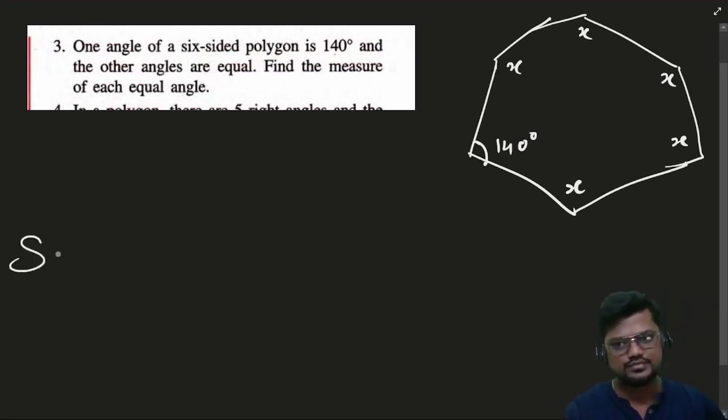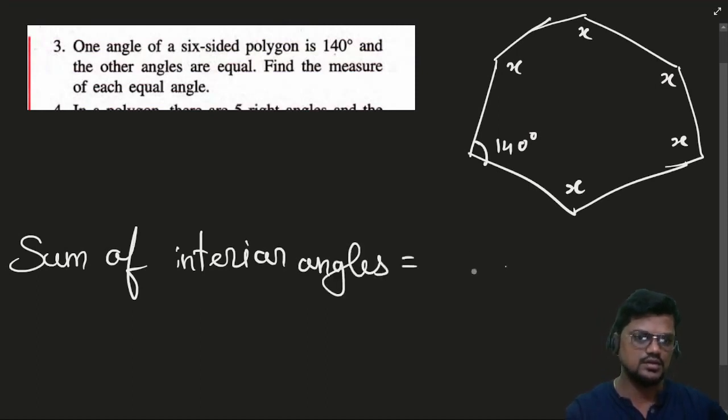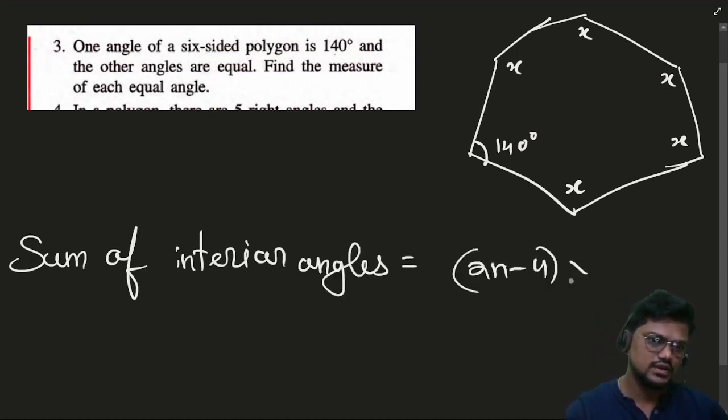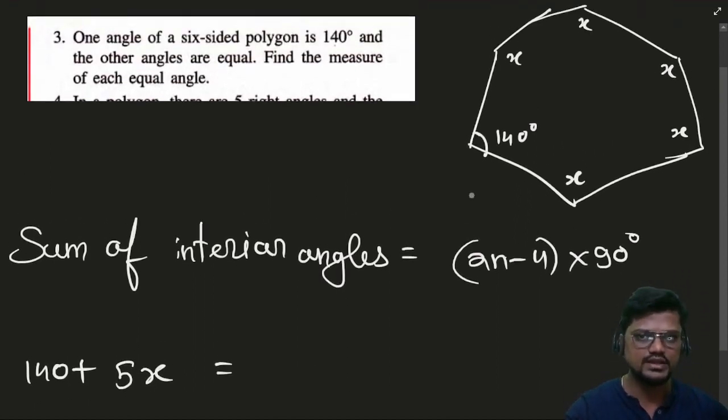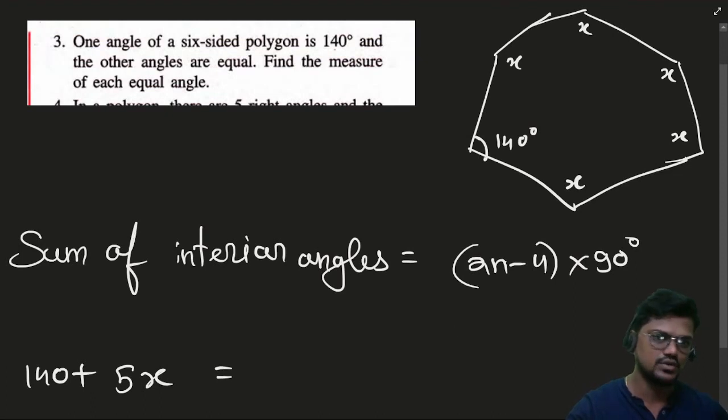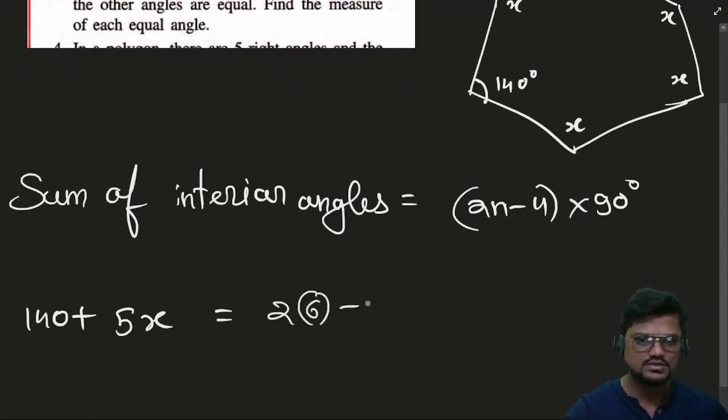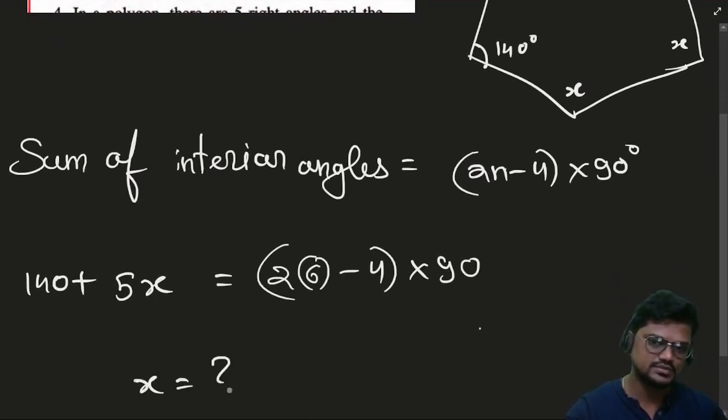What is the sum of interior angles? Then we have to say 2n minus 4 into 90 degrees. Now over here, the sum of interior angles will be 140 plus how many x's you have? 5x. All of them are equal, no? That's why I have taken all of them as x. The value of n in this case will be 6 because it is a six-sided polygon. So, it is 2 into 6 minus 4 into 90. Now, solve this and give me the answer in the chat box.